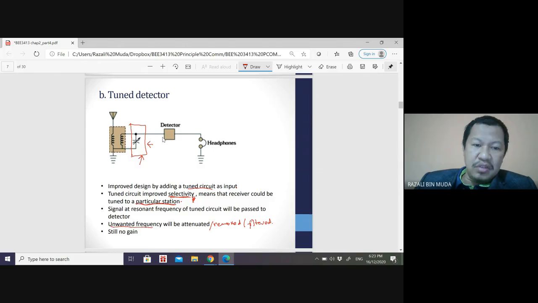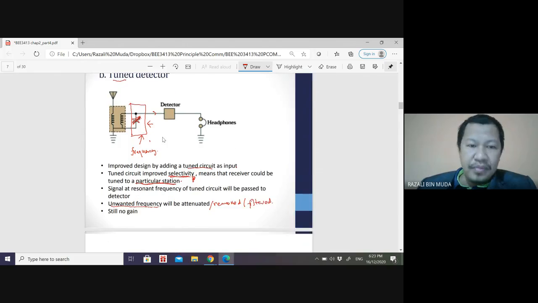You improve the selectivity by tuning this circuit. Tuning means you vary the value of the capacitor, which changes the frequency. Only the resonated frequency will pass into the detector. The unwanted frequency will be rejected. So tuning means tuning the frequency.